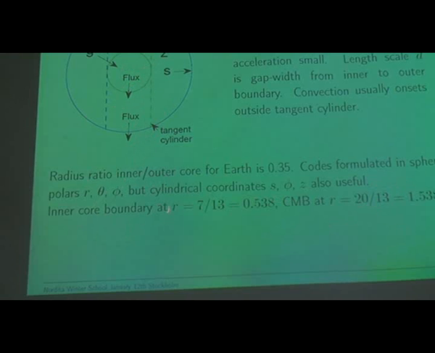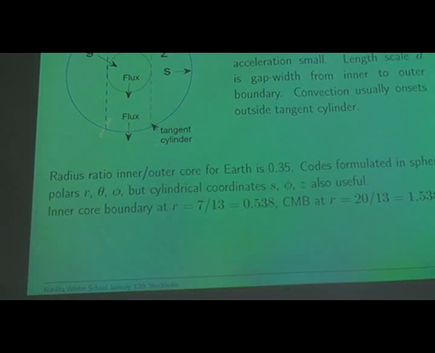Now we're going to be using spherical polar coordinates and cylindrical polar coordinates. Because of the rotation dominance, it's often useful to think in terms of the z direction, which is along the rotation axis, and I'm going to call s the perpendicular, cylindrical distance coordinate in cylindrical polars, and when I'm talking about spherical polar coordinates, I'll use r, theta, phi. So two coordinate systems: r, theta, phi in spherical polars and s, phi, z in cylindrical polars.